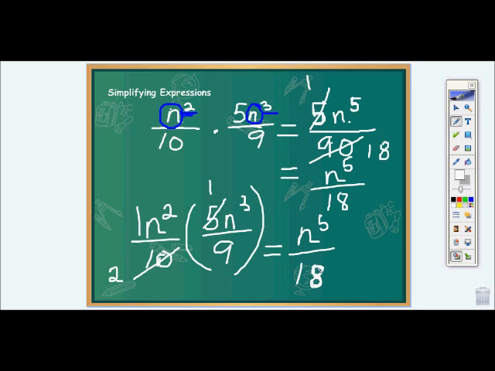So always look for the reducing, otherwise sometimes you miss it and it won't be in its simplest form. So we always have to make sure that our answers are in simplest form. And that was multiplying fractions.